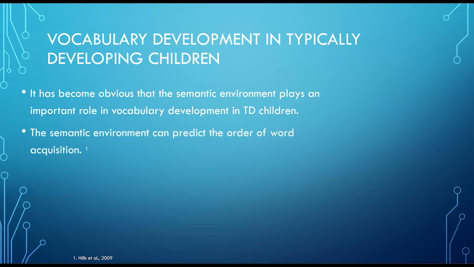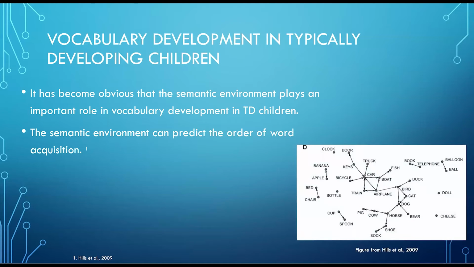Evidence of this is provided by Hills and colleagues, who found that the relationships between words in the semantic environment predict the order of word acquisition, such that the most semantically related words are learned first. This network contains the vocabulary of a child, and the relationships between the words are provided by the semantic environment. According to Hills and colleagues, words like car, horse, dog would all be acquired relatively early because they're the most connected in the network.